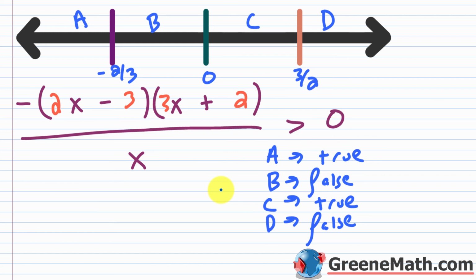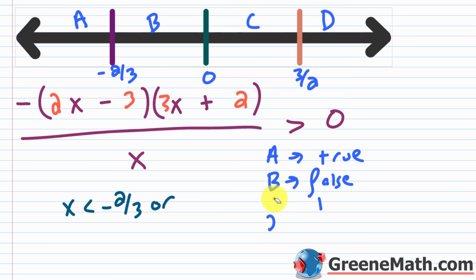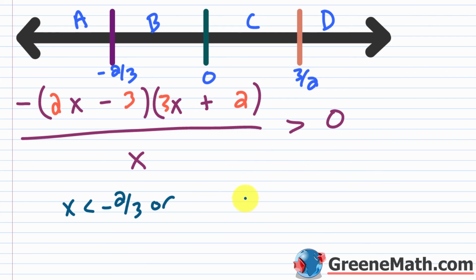So to put everything together and get a solution, again, we know that negative 2/3, 0, and 3/2, they're all excluded. We talked about that already. So anything in interval A is going to work. So that's less than negative 2/3. So x is less than negative 2/3. Then or anything in C is going to work. So that's between 0 and 3/2. So basically I would say that x is greater than 0 and less than 3/2.